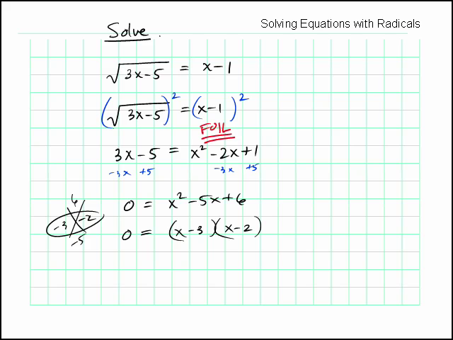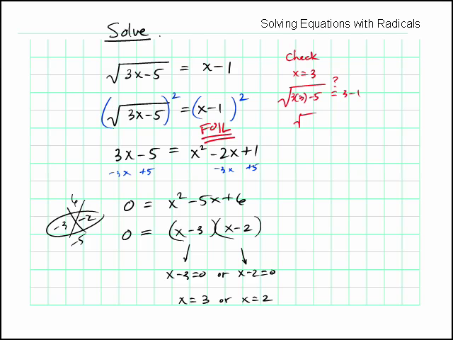Now, according to the zero product property, x minus 3 equals 0, or x minus 2 equals 0. So we get 3 or 2 as our possible answers. But let's check. Let's check 3. Plugging 3 into the original, we get the square root of 3 times 3 minus 5. Does that equal 3 minus 1? That would be the square root of 9 minus 5, which is 4. Square root of 4, is that equal to 2? Yes, it works. 3 works.